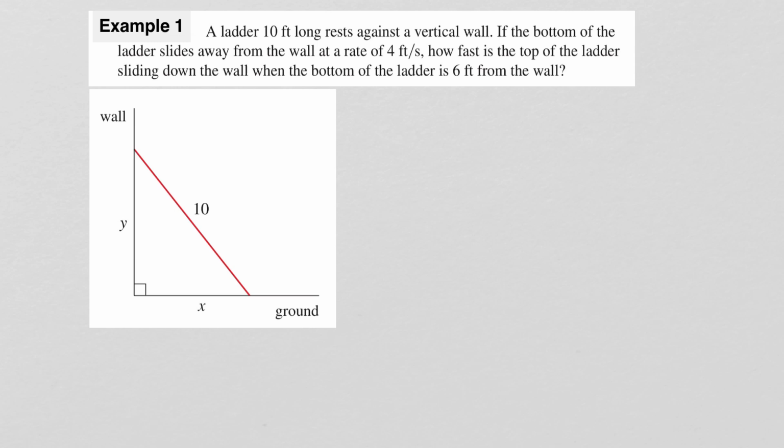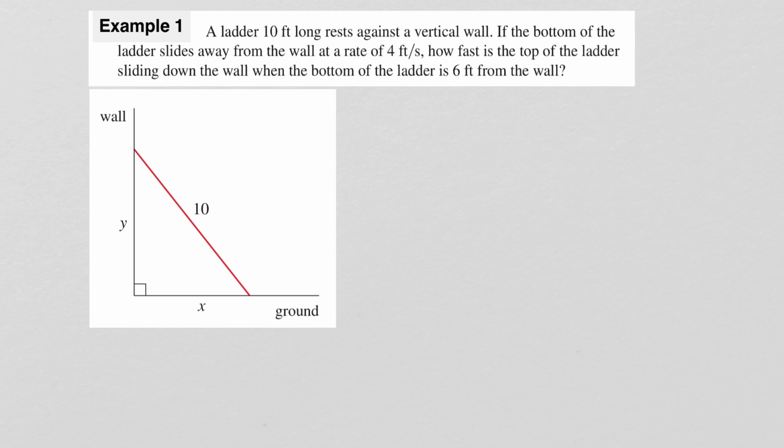This type of problem is called a related rates problem because the distance x is changing and the distance y is changing, and they're changing in a way that they are related to each other. And so the rates of change of y and x are related. And this is why it's called related rates. So let's start to come up with a solution.